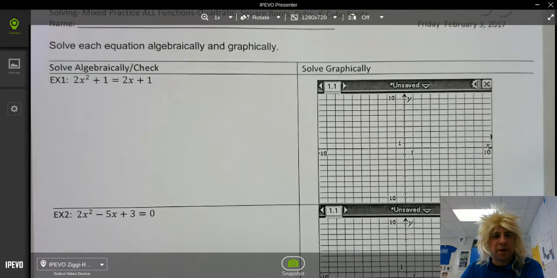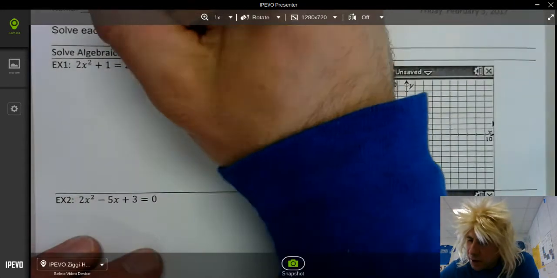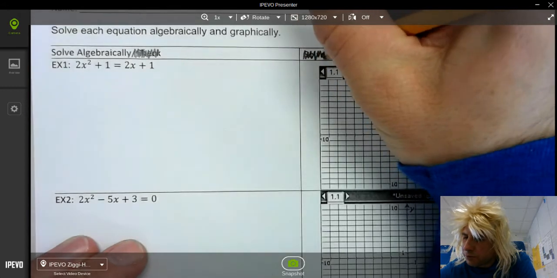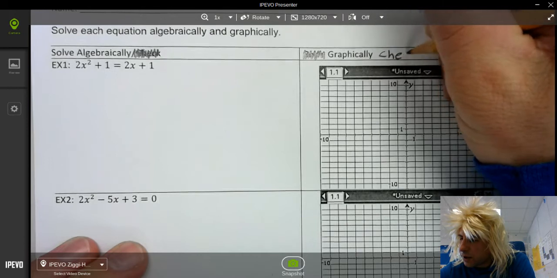It says solve each equation algebraically and graphically. Now, in these directions it says solve algebraically and check, but let's change that. And this says solve graphically. So really what we're doing is solving algebraically and we're graphically checking.